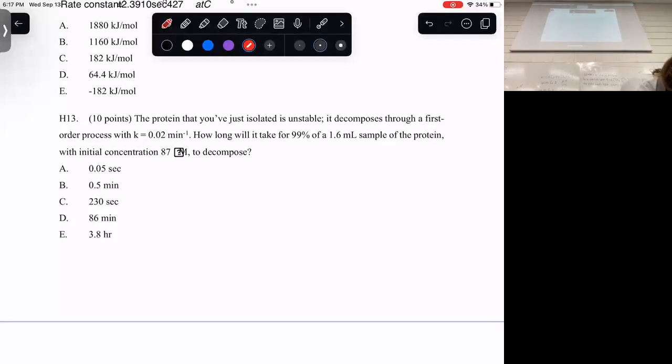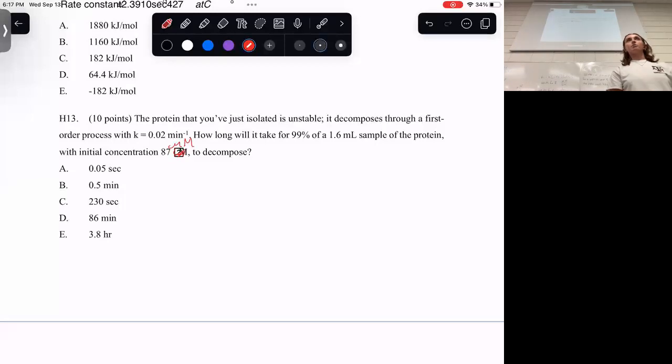What do we have to do here? Yep, you have to find the remaining concentration. Does the 1.6 mL matter? It does not, right? If we are assuming 99%, you can say that you started off with 100 and you have 99% of that decomposed, so you have how much left over? You have 1% left, okay?